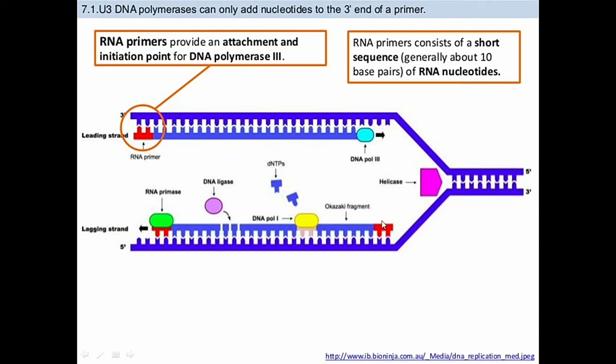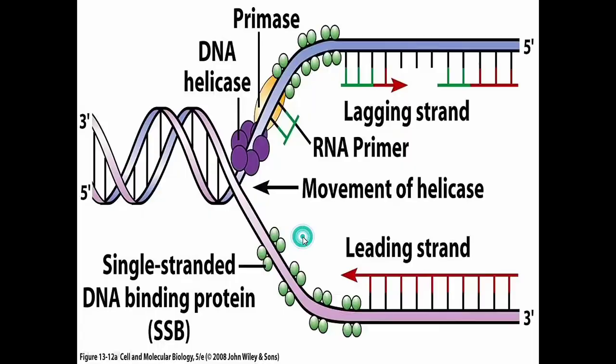On the other strand, here is the RNA primer. This is the 5' end of the RNA primer. This is the 3' end of the RNA primer. It has an OH end. Into the OH end, the DNA nucleotides are added by DNA polymerase. This is the lagging strand. Here the DNA synthesis is discontinuous. This is the leading strand. The DNA synthesis is continuous.